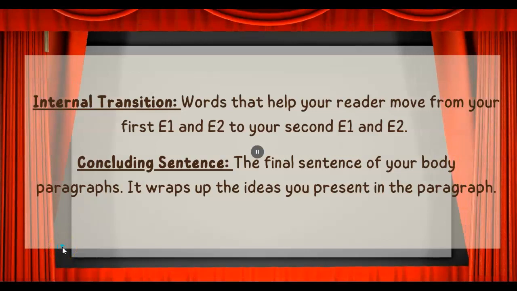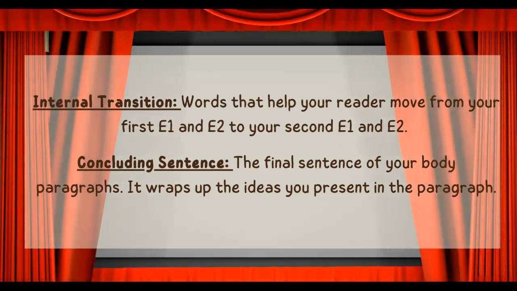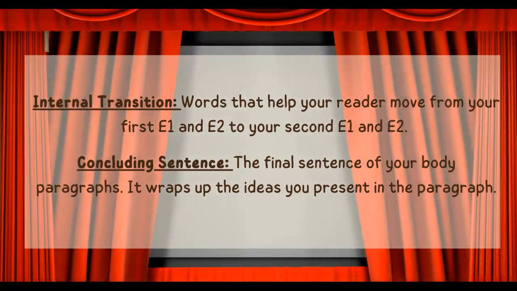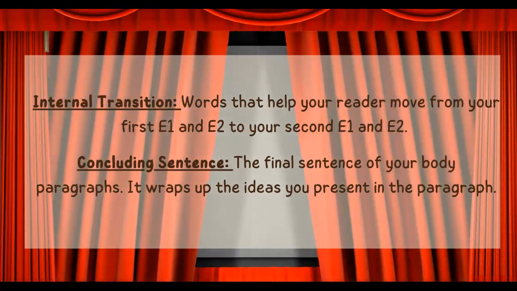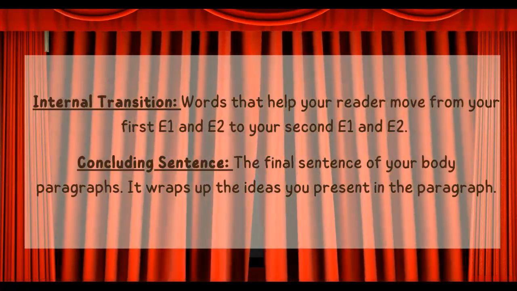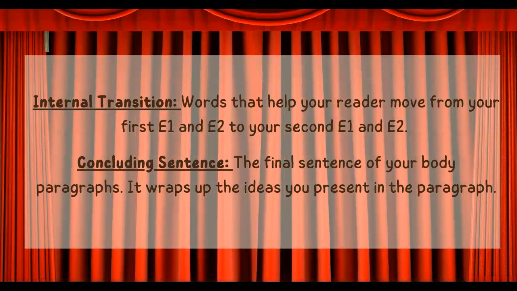After your first E1 and your first E2, you're going to have an internal transition. The job of the internal transition is to just help your audience move from whatever your first piece of evidence was to whatever your second piece of evidence is going to be. An internal transition could be something as simple as next or also, or you could break out some big words like furthermore or additionally. After your internal transition, you're going to have a second E1 and E2.